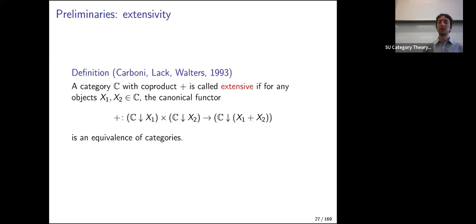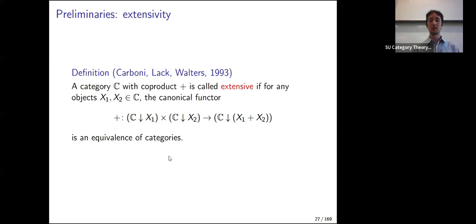Okay, cool. So the other part of this project is extensivity. Extensivity was introduced by Carboni, Lack and Walters in 1993. And here's one formulation of the condition. If a category has coproducts, then we say that it's extensive if for any two objects, x1 and x2, the canonical functor induced by our coproduct, that goes from the comma category over x1 times the comma category over x2 to the comma category over their sum, is an equivalence of categories.